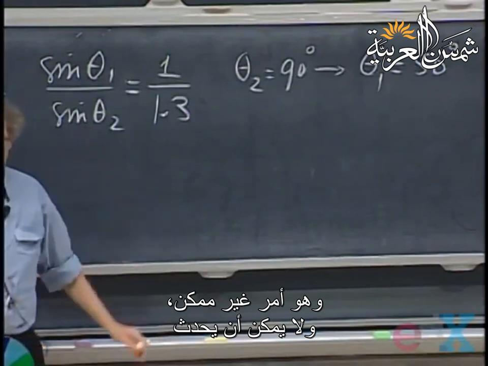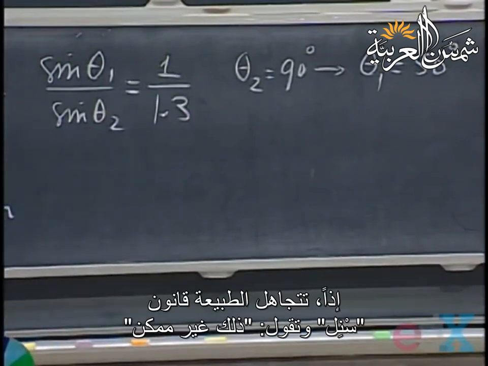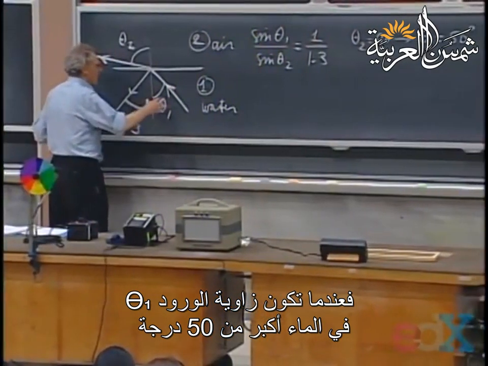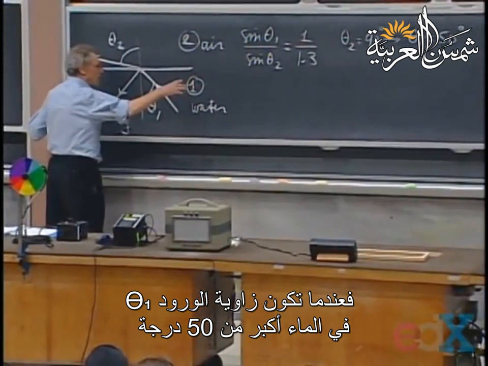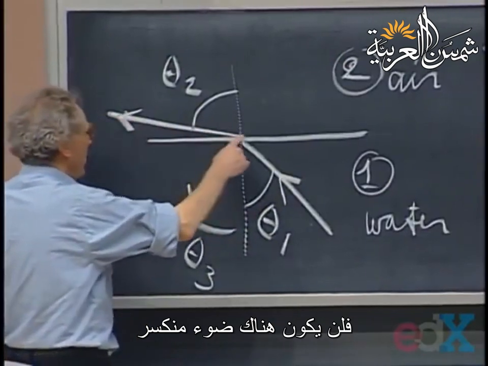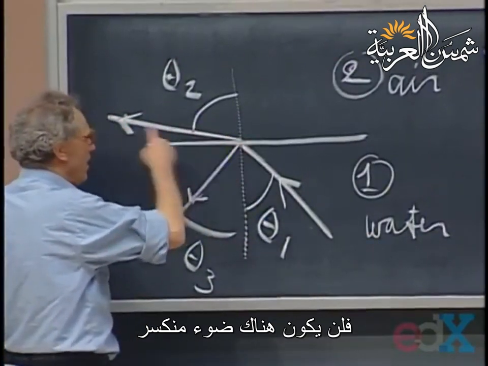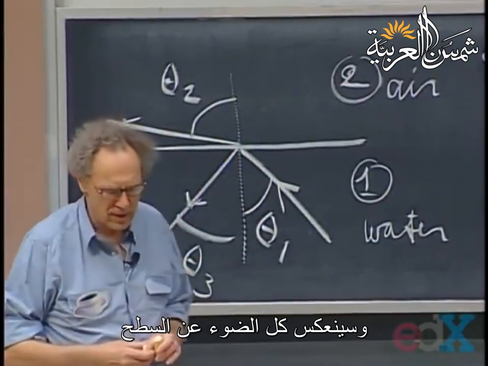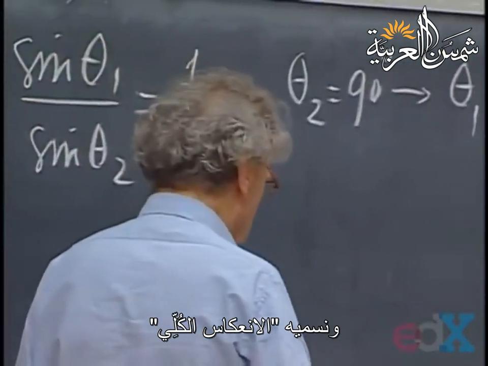It cannot happen. And so nature ignores Snell's law, and nature says, sorry, I can't do it. And what nature now does, if the angle of theta 1 is too large, in this case with water larger than 50 degrees, this is not there anymore, and all the light is now being reflected off that surface. And we call that total reflection.